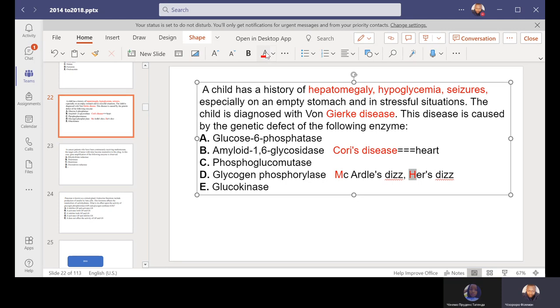Then there is another one. To be more specific, with Cori's disease I mentioned the heart here, but I should not do that, because it mainly affects muscles and liver, and then heart. So I should not tell you the main organ affected by this one. But there's another enzyme, the 1,4, and it causes Pompe's disease.